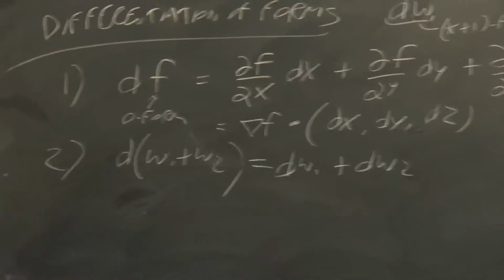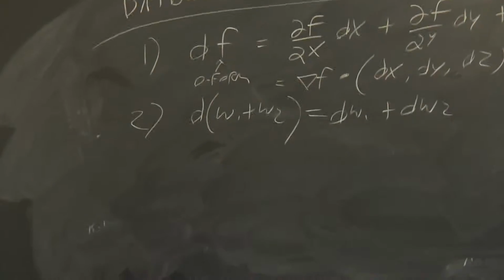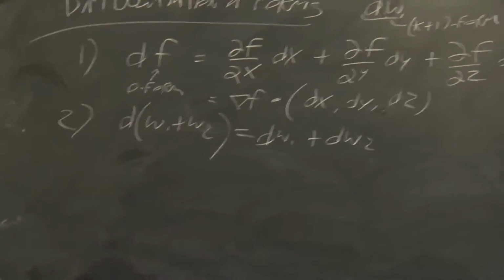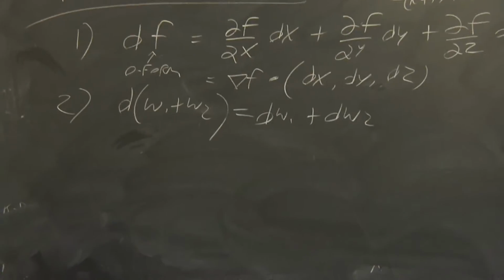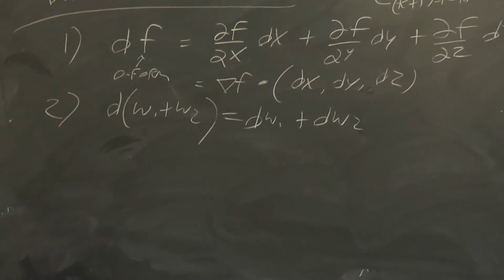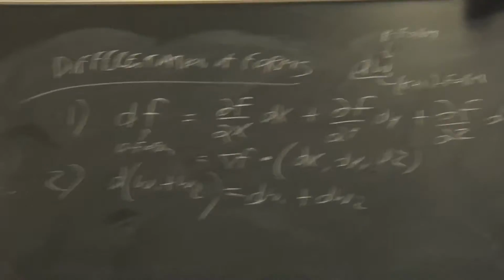Actually, no, not this time. Because if you're differentiating a product of forms, then there's a product rule that applies. But it's not exactly the same as the product rule that you are accustomed to, because it has to take into account that when you multiply forms, it's not commutative, it's anti-commutative. So that rule crops up again.